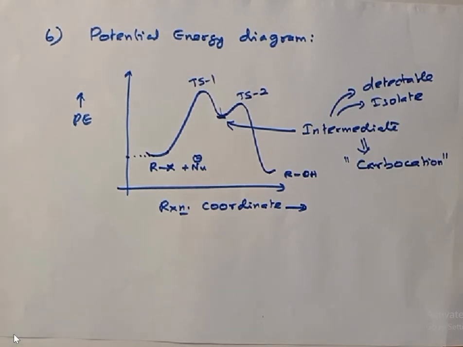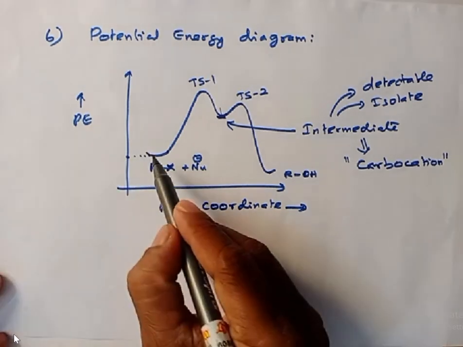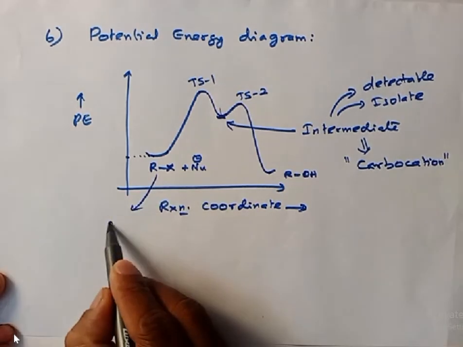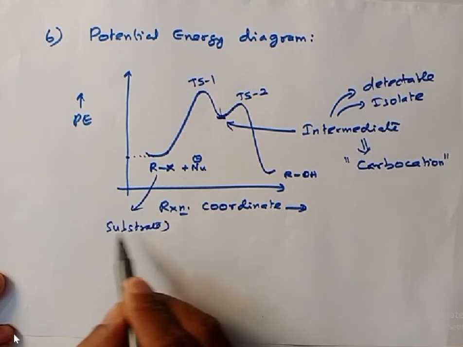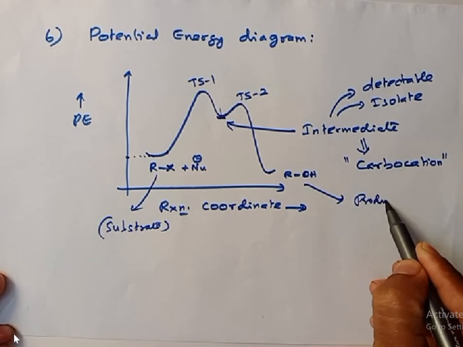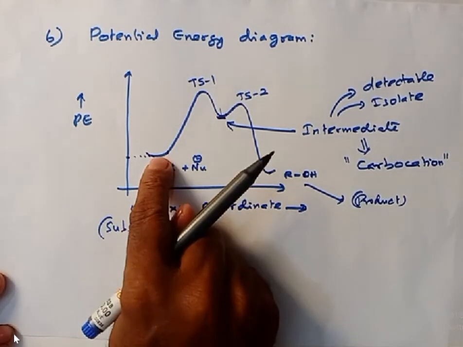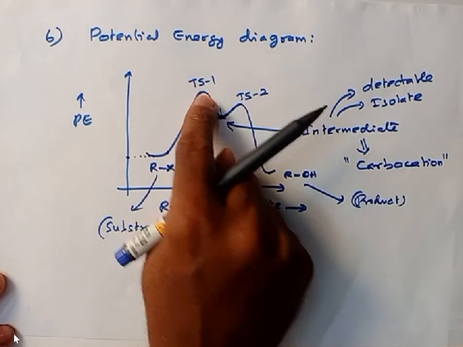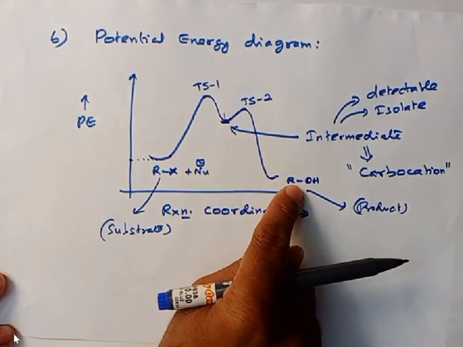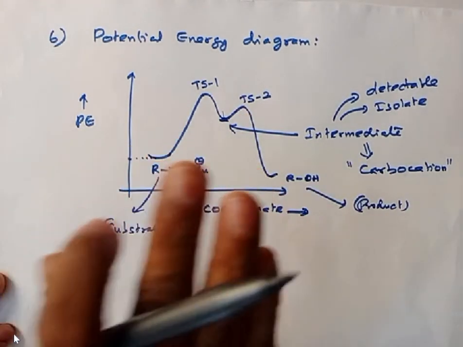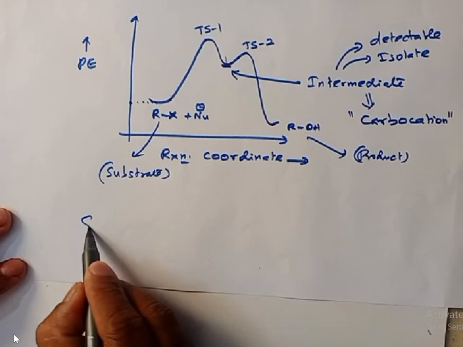Students, observe this carefully. Normally people say that only in SN2 a transition state will come. In SN1 they never speak about the transition state, but keep this in mind: in SN1 we actually have two transition states. This is the substrate, and this is your product. Between the substrate and the intermediate we have one transition state. Between the intermediate and the product we have another transition state. So there are two transition states involved in the SN1 reaction. So keep this in mind.